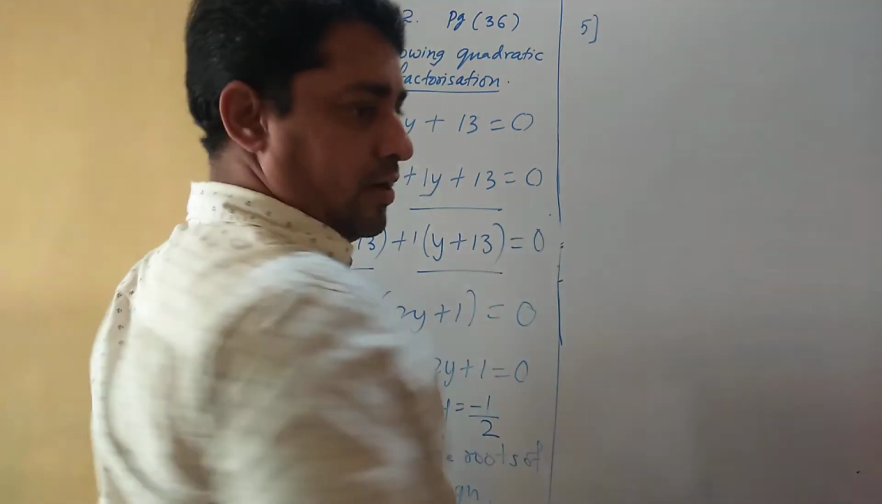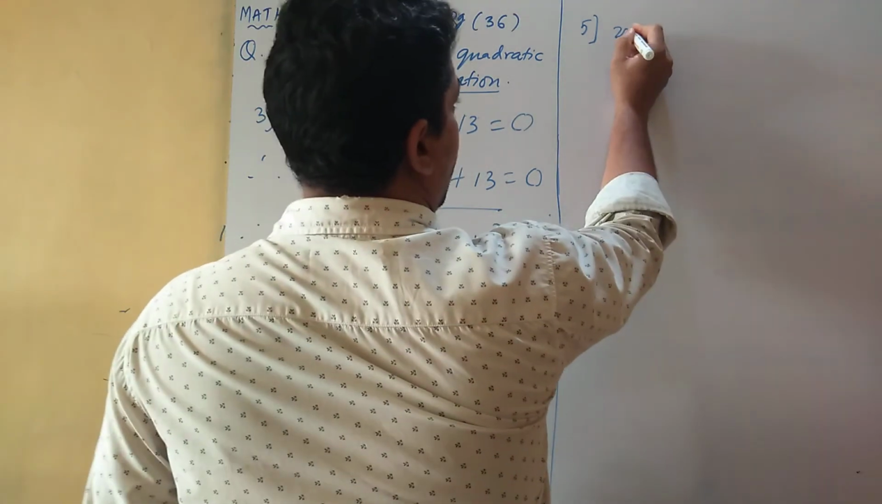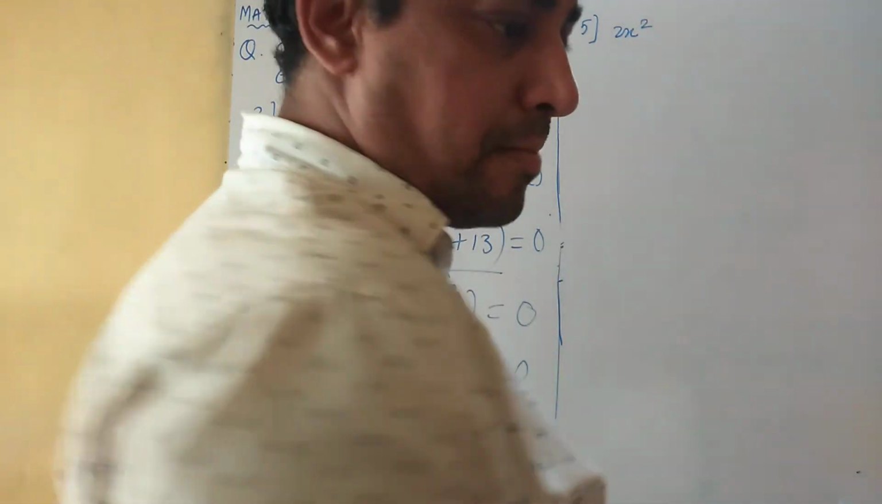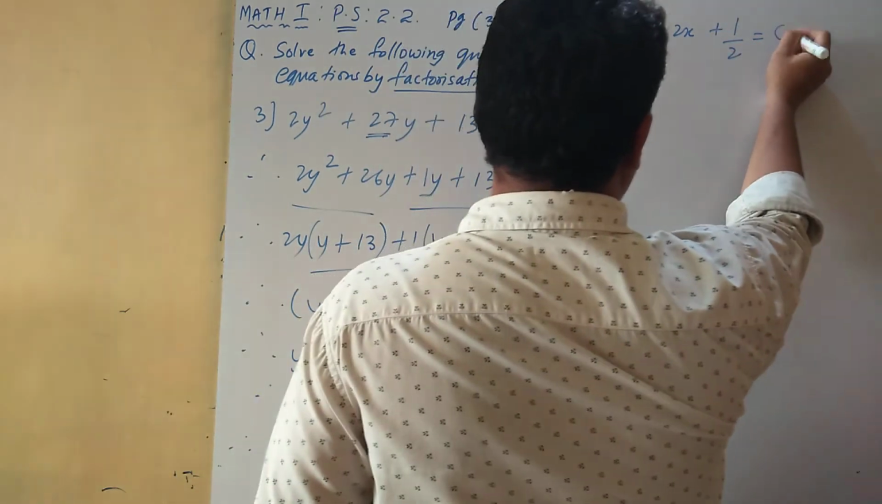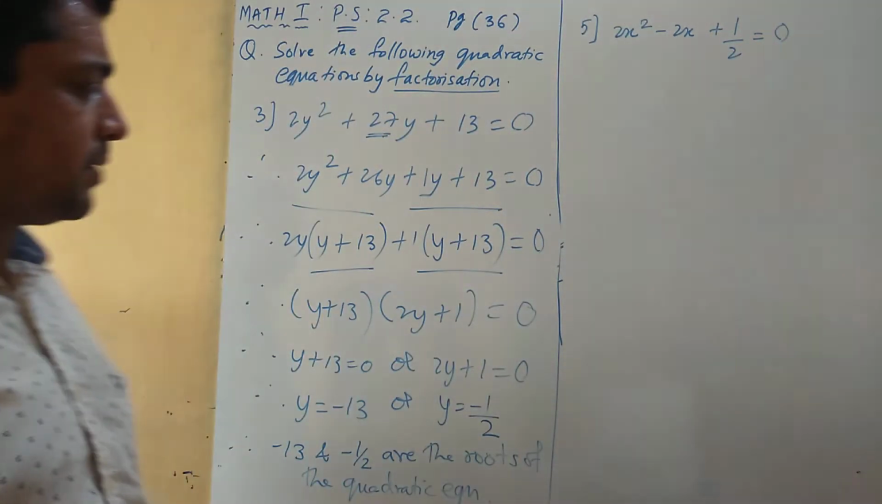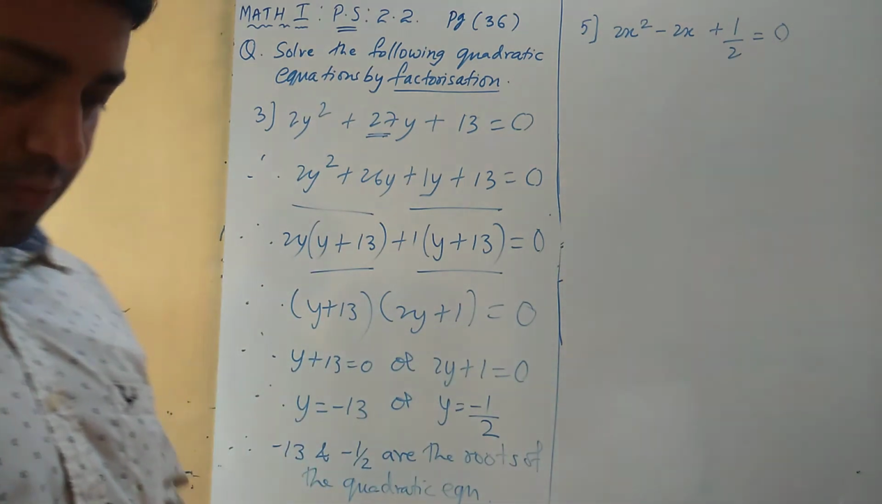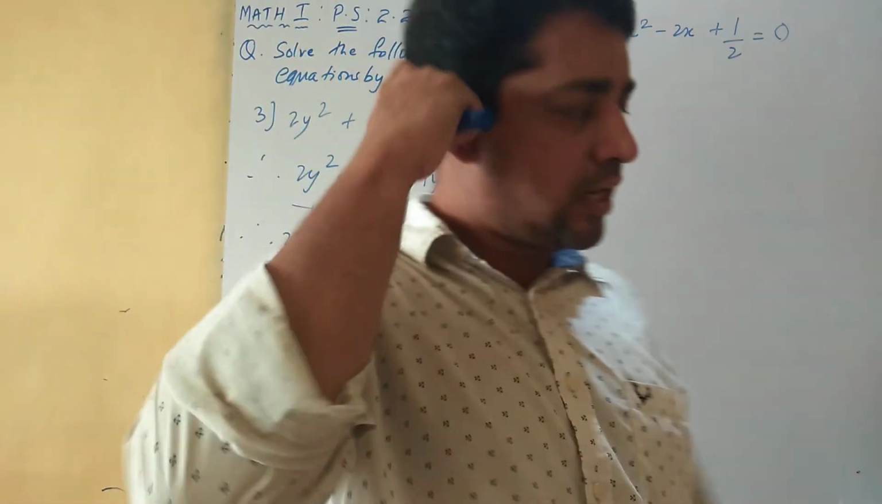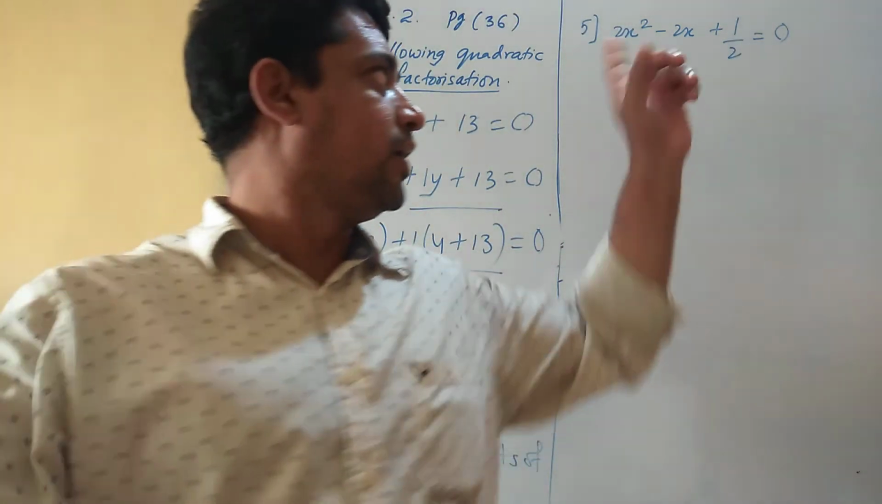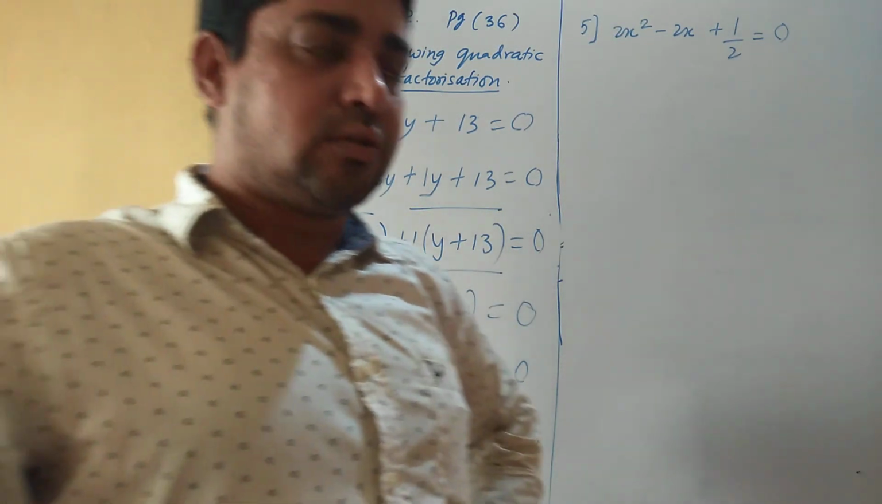For the fifth one, that is 2x square minus 2x plus 1 upon 2 is equal to 0. Actually only one extra step, otherwise the sum is the same. So check what is the difference here. Standard form, yes, this is standard form. Students were not clear, basic is not clear again.